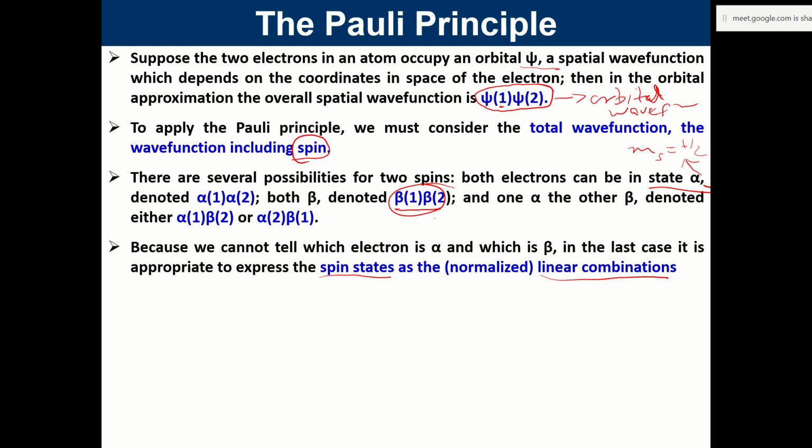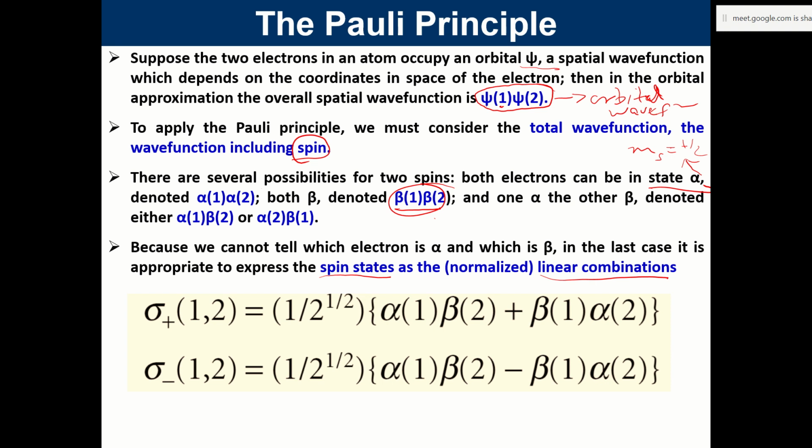In that case, we can write it as a linear combination. Spin states can be written as linear combinations, and then taking under root half. So in a linear combination, you apply the normalization constant. So the normalization constant comes over here. So finally you can have 2 combinations that you can see: alpha 1 beta 2, beta 1 alpha 2, and alpha 1 beta 2, beta 1 alpha 2. So in the middle you can see the plus sign here, in here you are seeing the minus sign. So these are 2 combinations.